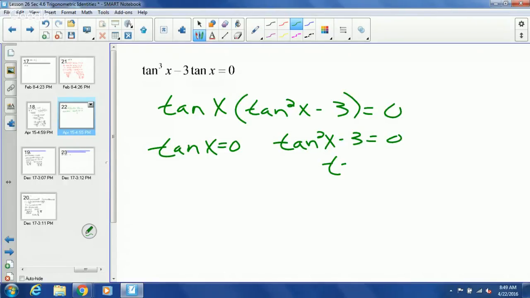I would have to add a 3, right? I want that tan squared by itself. Take the square root of both sides. That's going to give me tangent of x equals plus or minus the square root of 3. Possible? Yeah. All right, so go back. Tell me where tangent of x is equal to 0. You said it, 0 and pi.